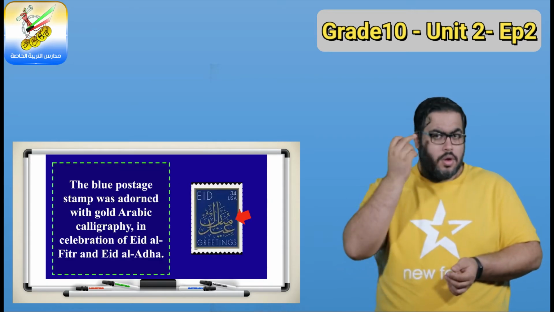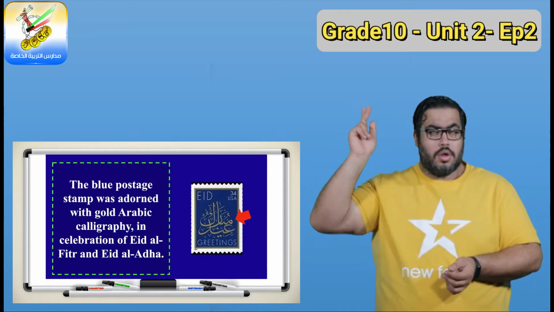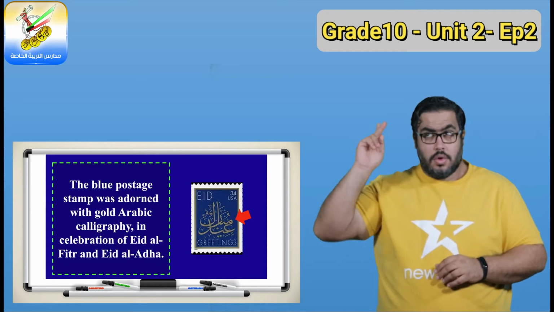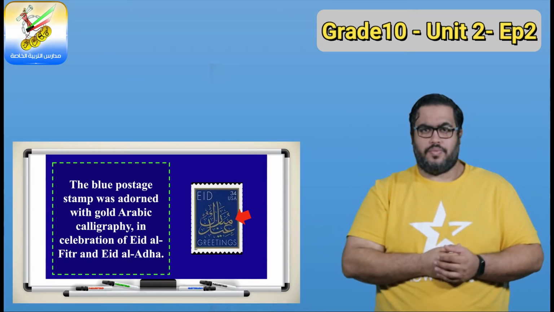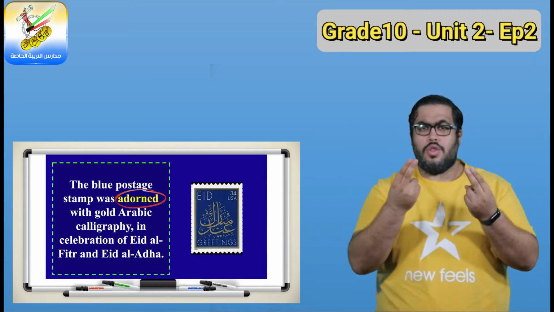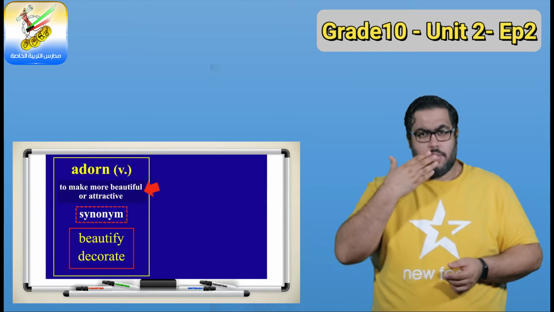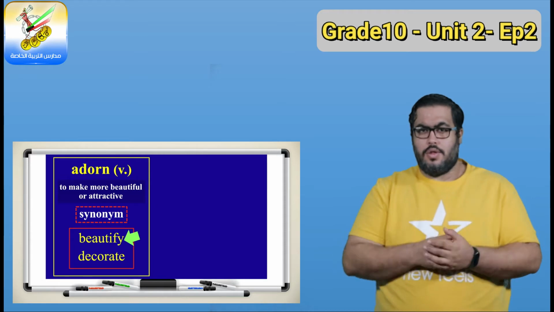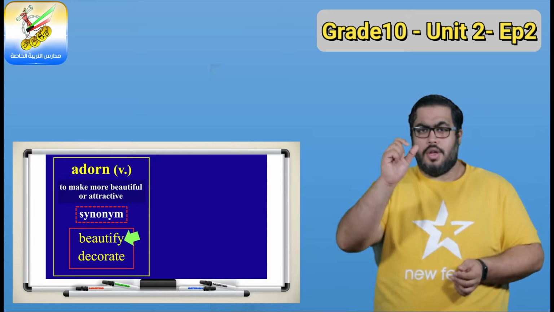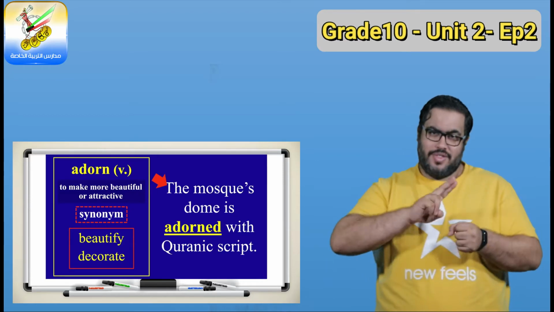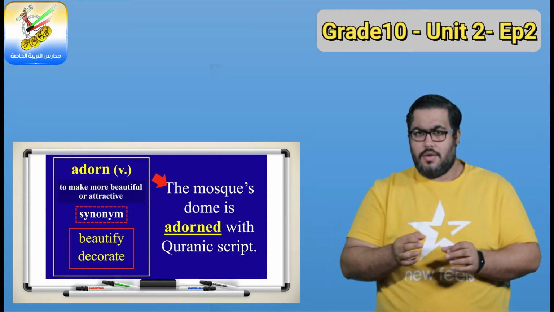The blue postage stamp was adorned with gold Arabic calligraphy in celebration of Eid al-Fitr and Eid al-Adha. Just like the image you see there, it's in gold. So the word adorn is a verb, and it means to make more beautiful or attractive. Another word for adorn is beautify and also decorate. For example, the mosque's dome is adorned with Quranic script.